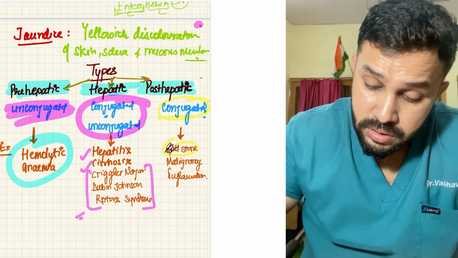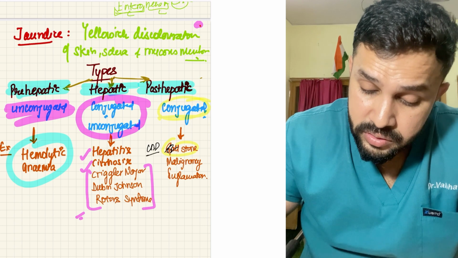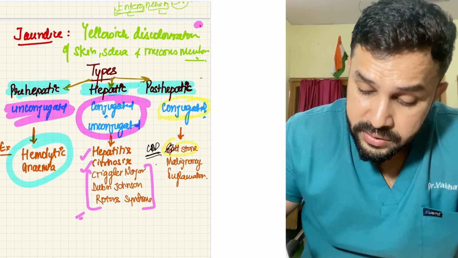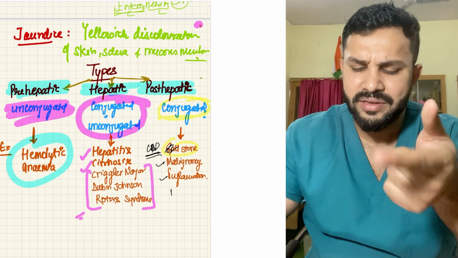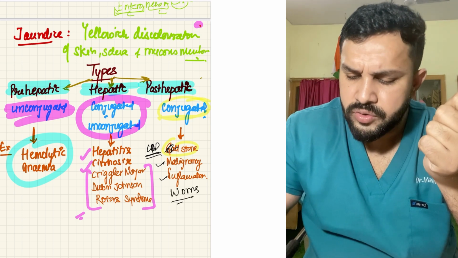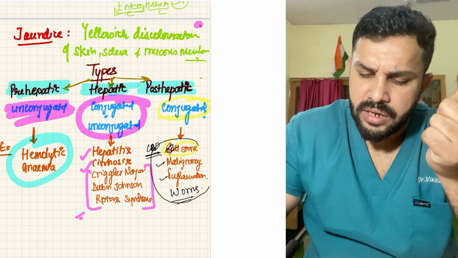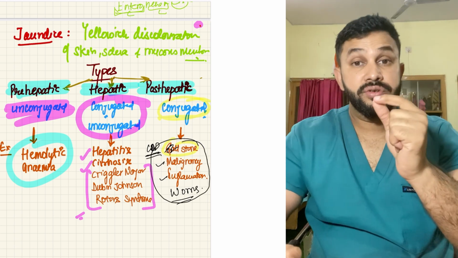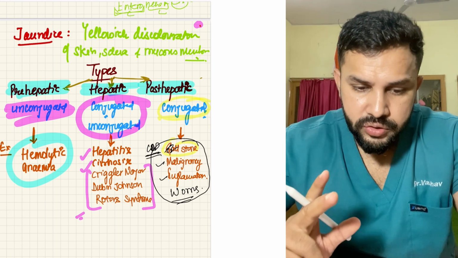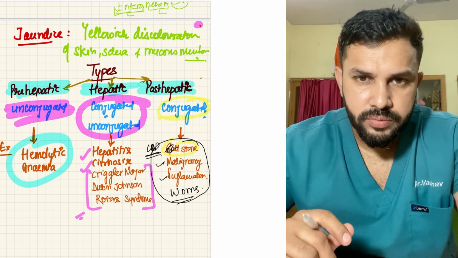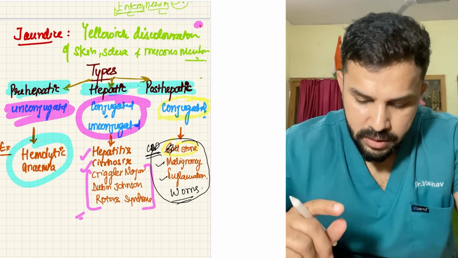This is CBD stone, malignancy, inflammation of the common bile duct due to malignancy, inflammation, or worms also. They also cause obstruction in the flow of the bile. This is called conjugated, this is called obstructive jaundice. Being a surgeon, I am more concerned about obstructive jaundice.